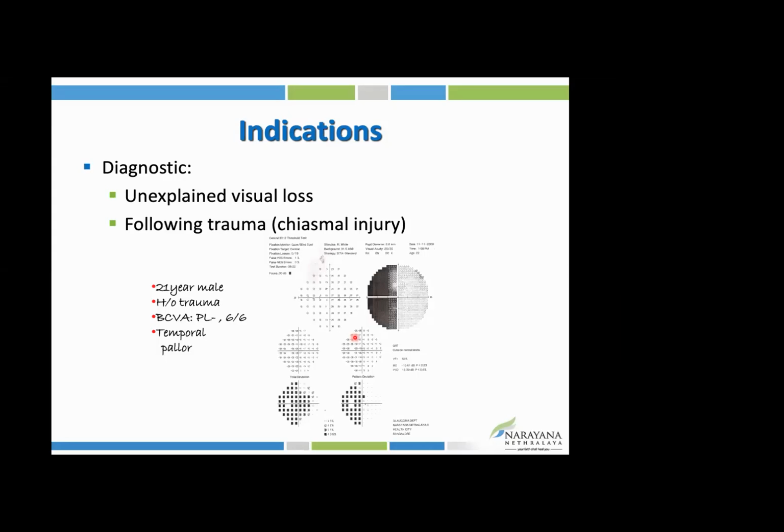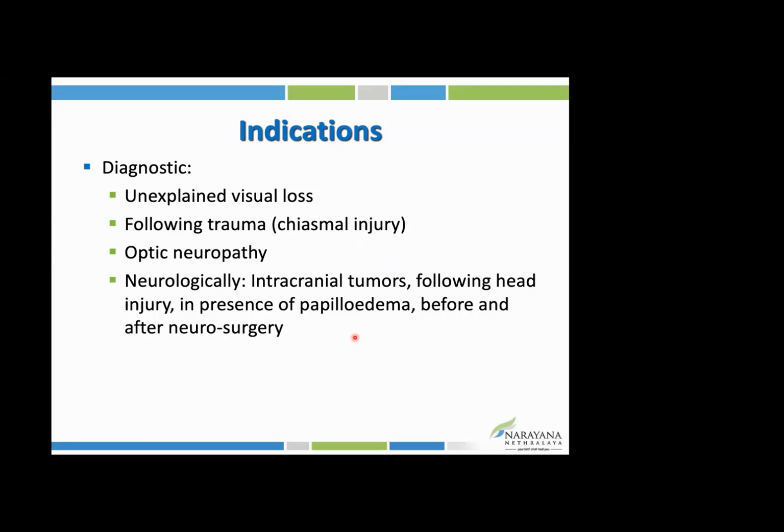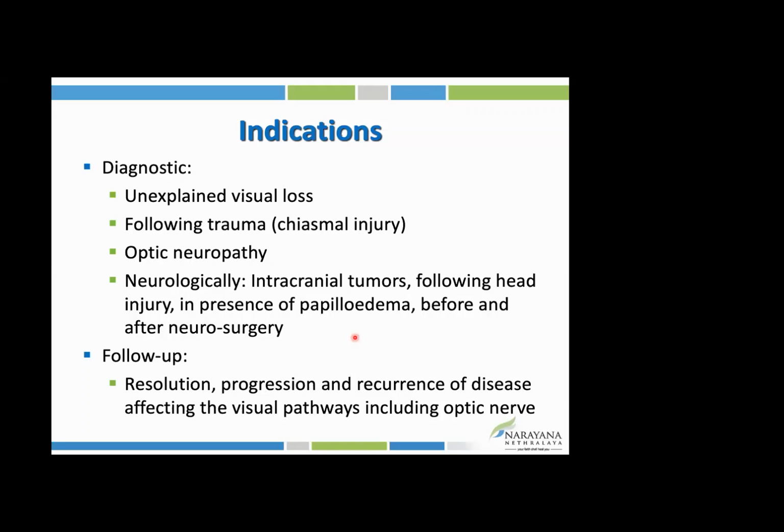The other problem is that the patient will come later on and they're assuming he has a temporal hemianopia, and may be investigated unnecessarily. Then any case of optic neuropathy, neurologically, like for intracranial tumors, following head injuries, in presence of papilledema, before and after neurosurgery, and follow-up is important, like in case of resolution, progression, and recurrence of disease that affects the visual pathways, including the optic nerve.